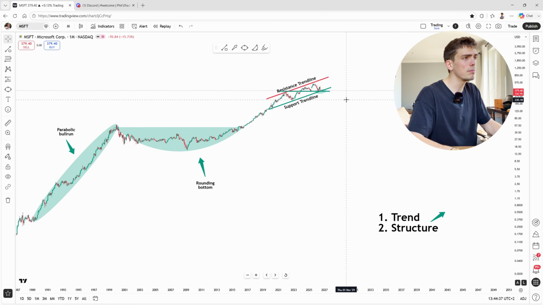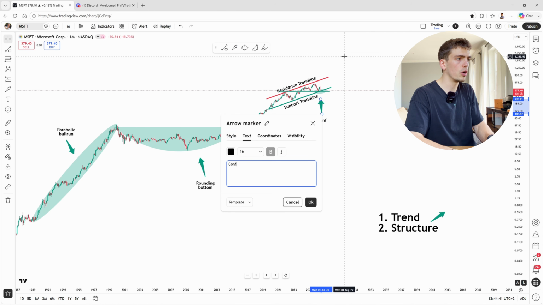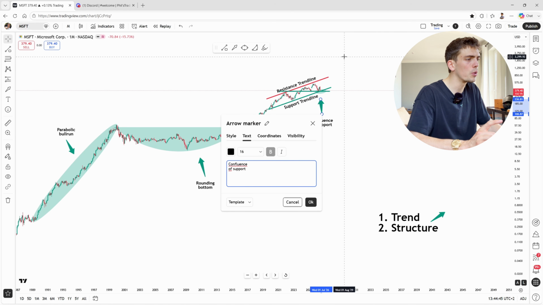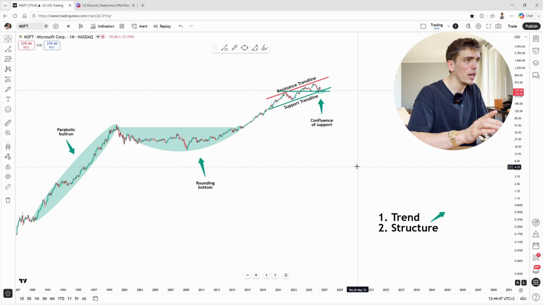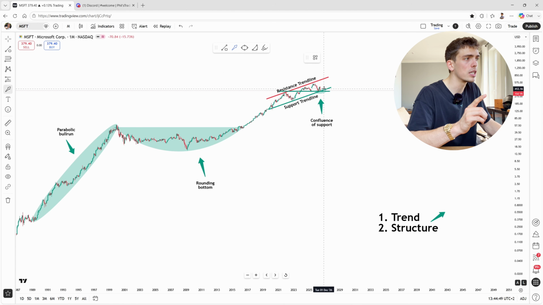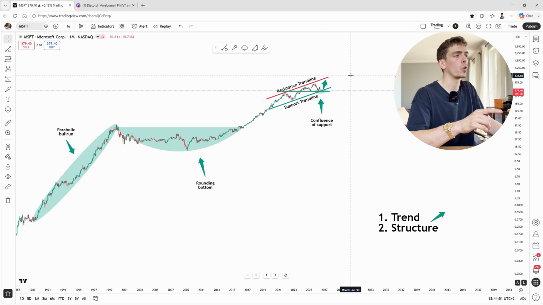time. And this simply means that as we are speaking, Microsoft is retesting a so-called confluence of support, which simply means that we have 2 independent support levels coming in at the exact same area, and this increases the probabilities of seeing a rejection away towards the upside.